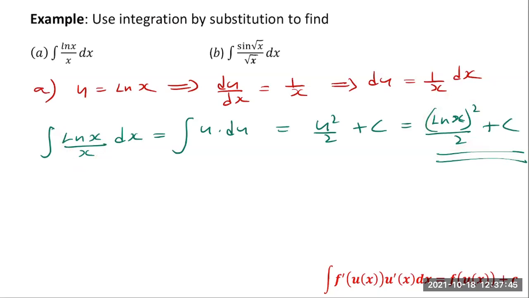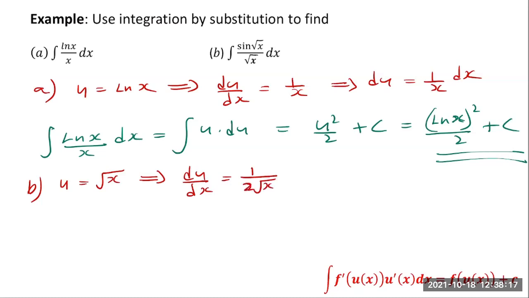All right, let's go to the next part, part B. Again, I'm going to use a u substitution. This time, I'm going to use u equal to the square root of x and see what happens. If I take u to be the square root of x, that will imply du over dx would be 1 over 2 times the square root of x.